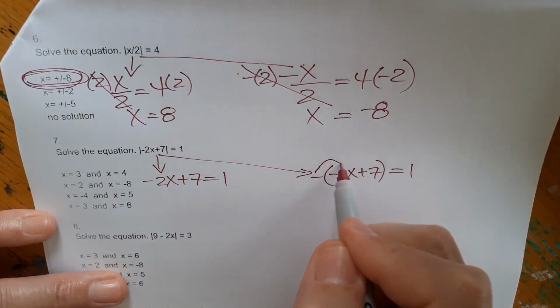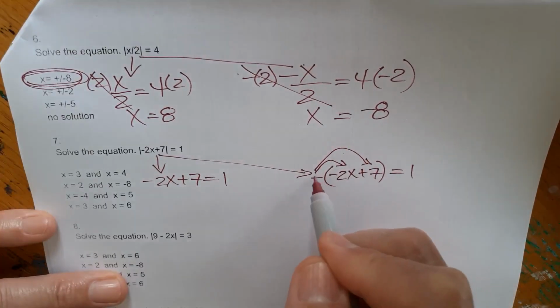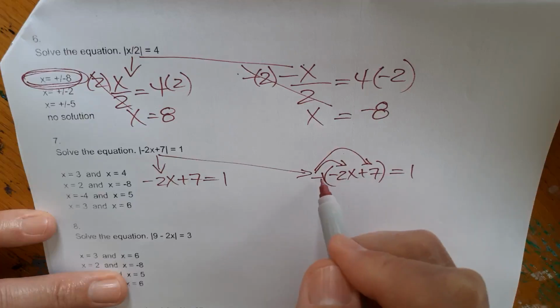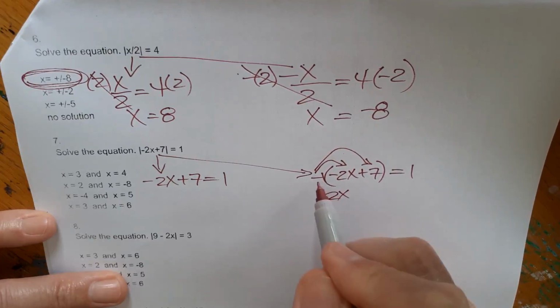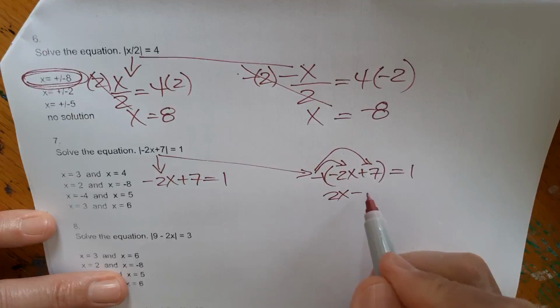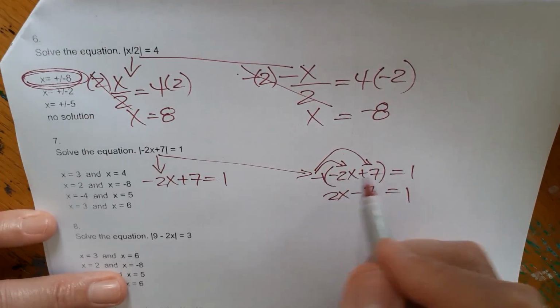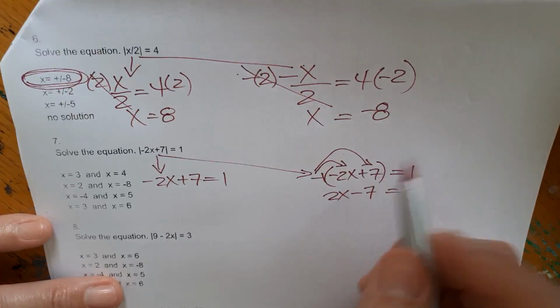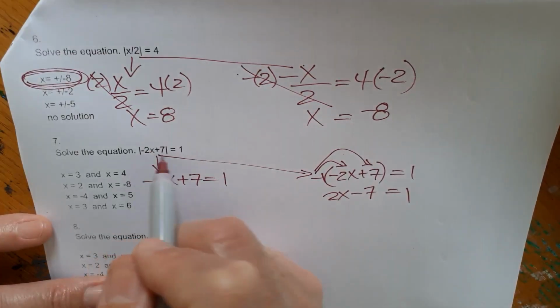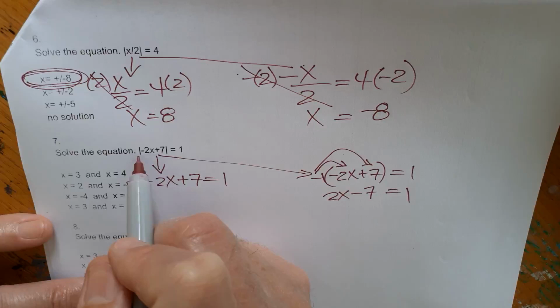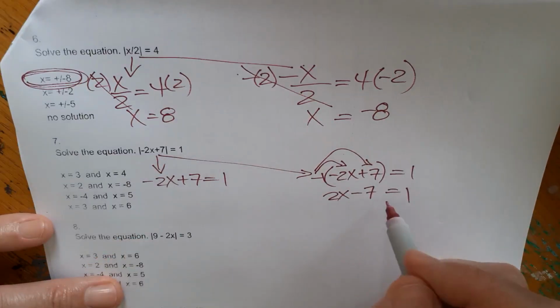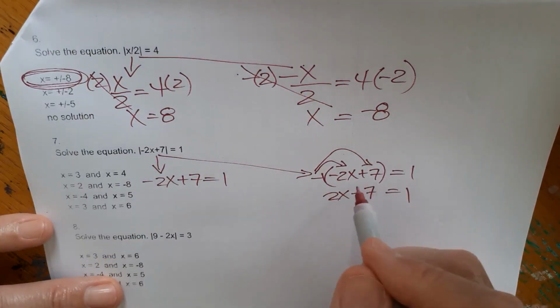This is like multiplying the negative here and the negative here, like distributing a -1 times both of these. Negative times negative is positive, so it turns into 2x. Negative times positive is negative, so it turns into -7 equals 1. We're not multiplying across the whole equation. We're only multiplying across this expression, because that's what's within the absolute value lines or bars, and that's what shows us that this is the thing that could be negative.